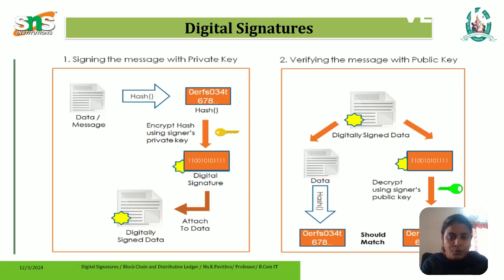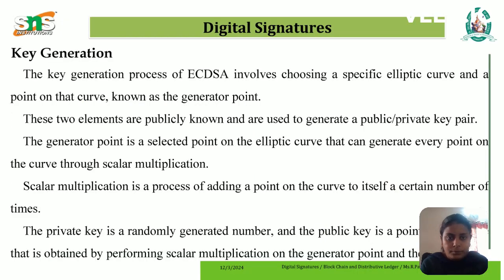It is then encrypted using the signer's private key. The digital signature is attached to the data. Finally, the digitally signed data is ready. The digitally signed data is then decrypted using the signer's public key, and the result should match for the data and the private key. The next one is digital signatures for key generation.